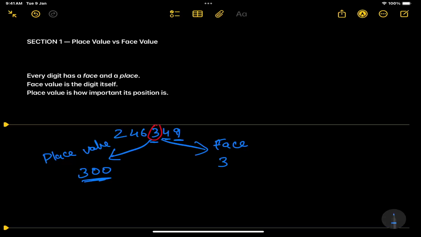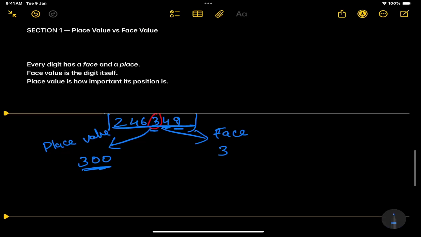Why? Because the place value of this digit in the whole number system is at the 100th position, right? So place value is basically how important its position is.